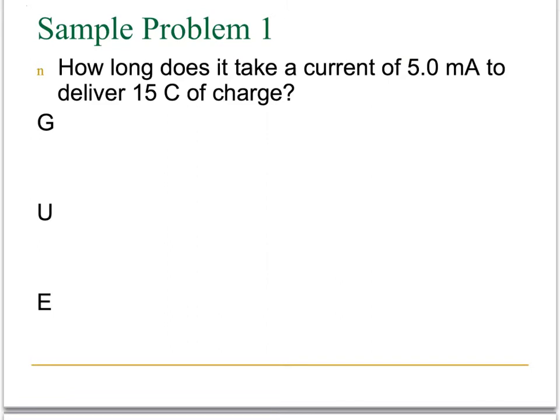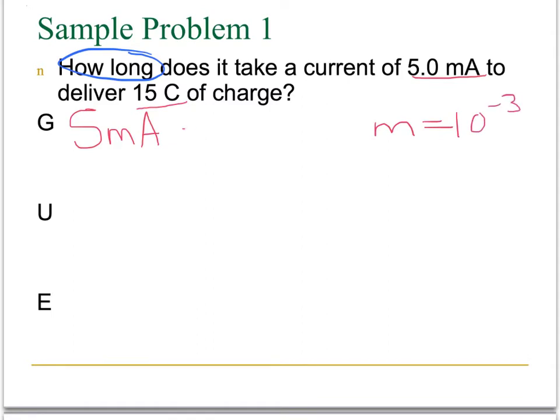Sample problem 1. How long does it take a current of 5 milliamps to deliver 15 coulombs of charge? Okay. Our givens for this problem are 5 milliamps. Remember, anytime we have an SI prefix, we must convert to the base unit. Milli equals 10 to the negative third. So this is equal to 5 times 10 to the negative third amps.